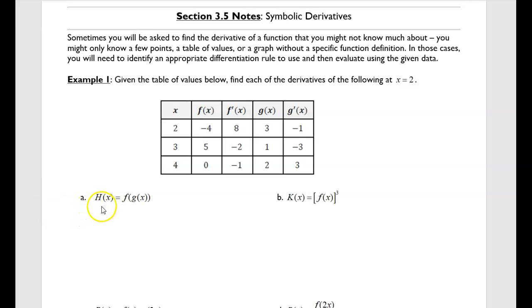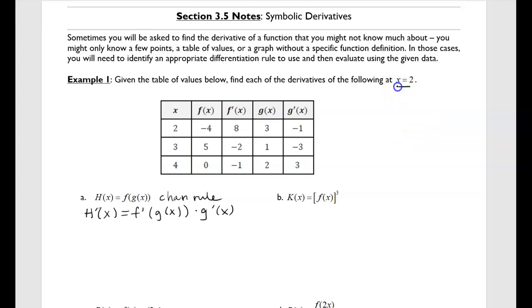In part A, we have h of x equals f of g of x. So we just have these symbols here, the letters that represent the functions. We don't know too much about them, so we have to decide what rule to use. We see that g of x is inside of f of x, so this is a chain rule problem. And so we can find h prime of x first. The derivative of the outside is f prime, leave the inside the same, times the derivative of the inside.